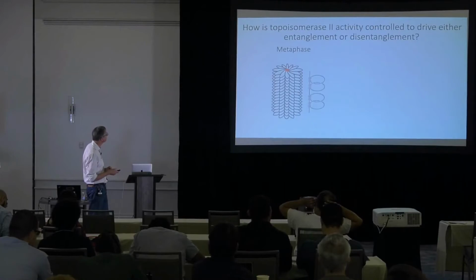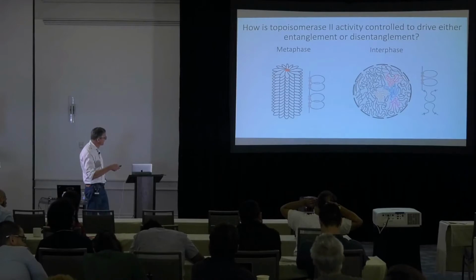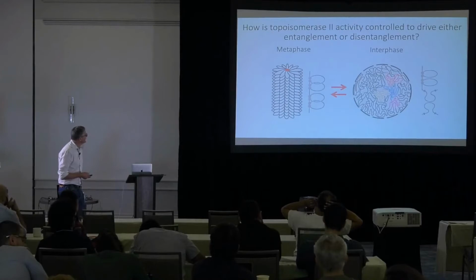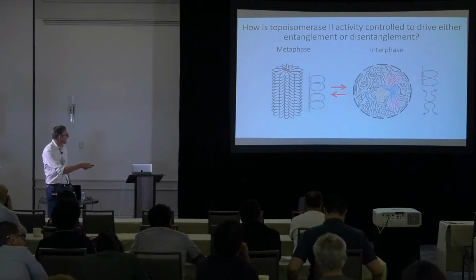Okay, so we know we're going from a catenated or entangled state in metaphase to an unentangled state in interphase. Most of this happens during anaphase, telophase, and in early G1. It doesn't really solve the question as to how this works. We know you go towards disentanglement, but what drives this process? Topo 2 doesn't know whether it's making a catenation or removing one.